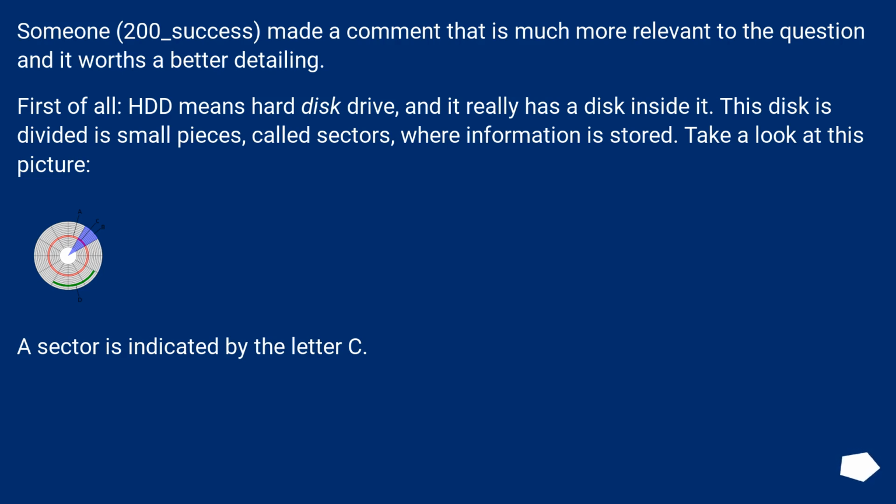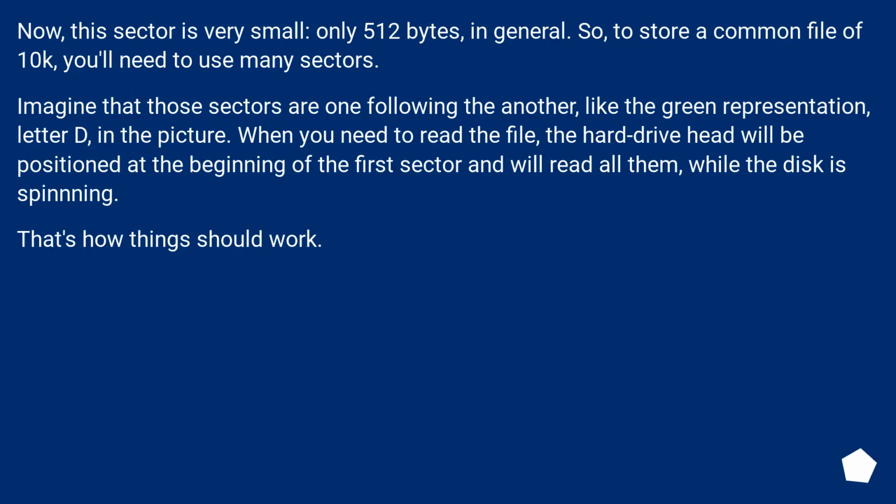Take a look at this picture. A sector is indicated by the letter C. Now, this sector is very small, only 512 bytes, in general. So, to store a common file of 10K, you'll need to use many sectors. Imagine that those sectors are one following the other, like the green representation, letter D, in the picture.